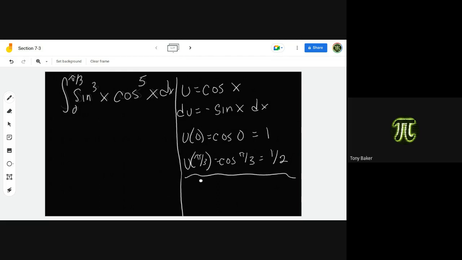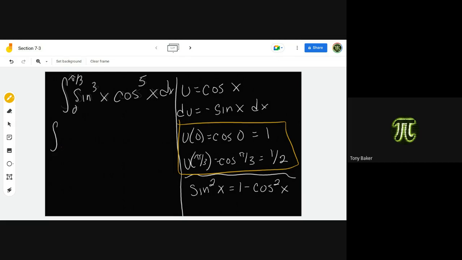And then we also have, remember the trig identity, sine squared x equals 1 minus cosine squared x. So let's change everything over. So my 2 u pieces here, that's the 1, because 0 became 1, and the pi over 3 became 1/2.